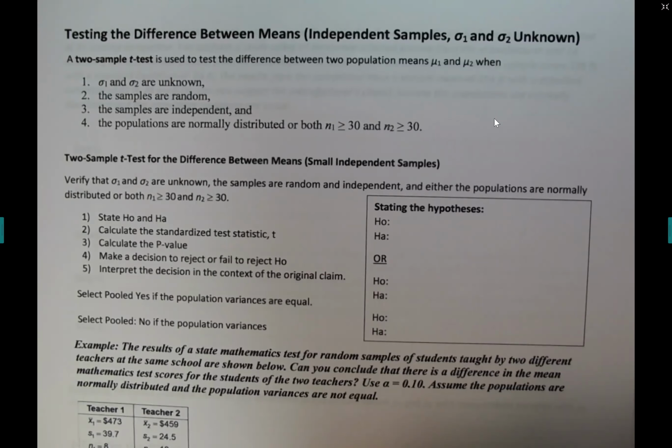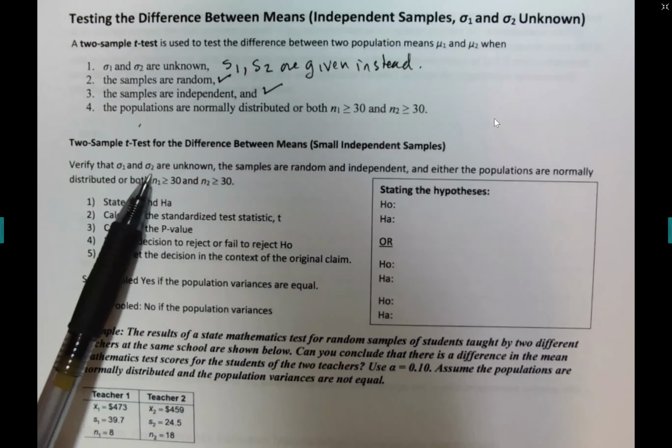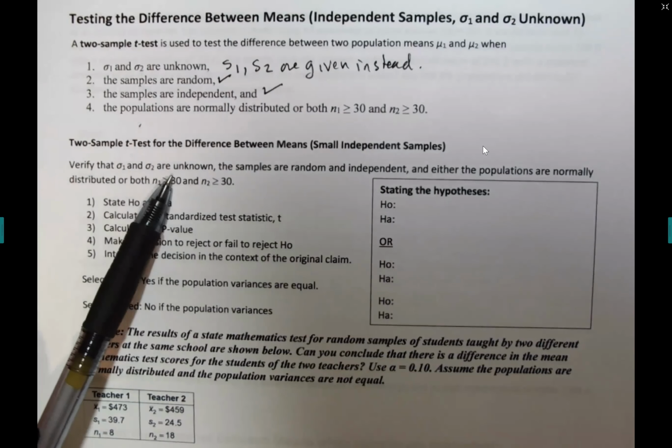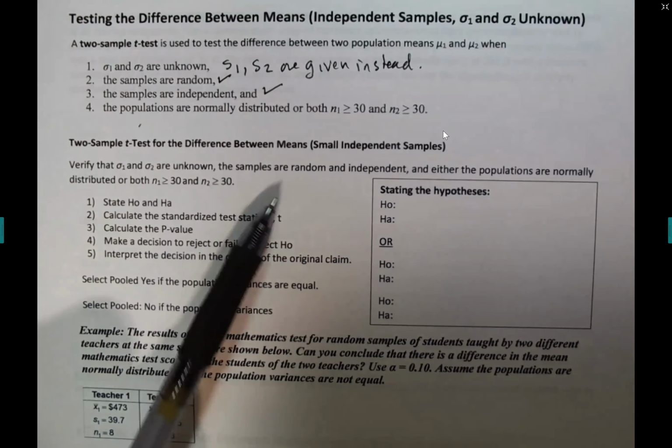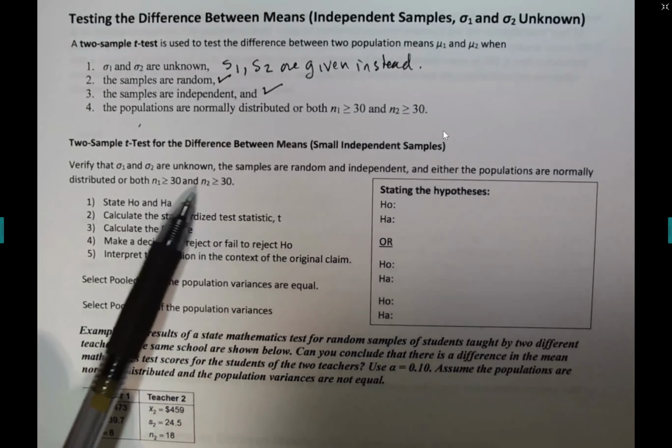The samples are independent, and the populations are normally distributed, or the sample size must be at least 30. It's the same condition. So the only difference, guys, in number one, in the previous one, we did a two-sample z-test because sigma 1 and sigma 2 were known. Now we're going to do a two-sample t-test because sigma 1 and sigma 2 are unknown. The two-sample t-test for the difference between means is for small independent samples. Verify that sigma 1 and sigma 2 are unknown, which is going to be obvious in the problem. The samples are random, they are independent, and either the populations are normally distributed or the sample size is at least 30.